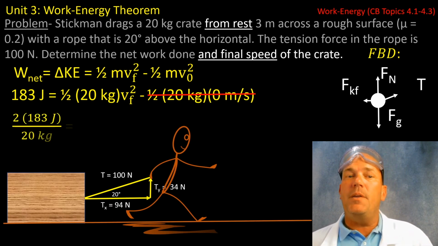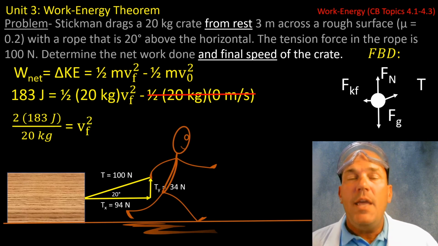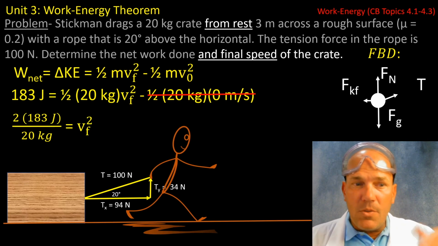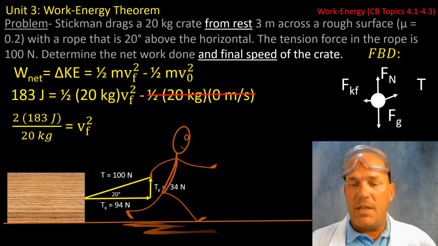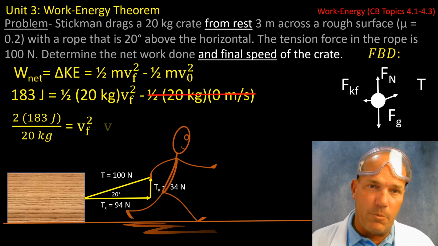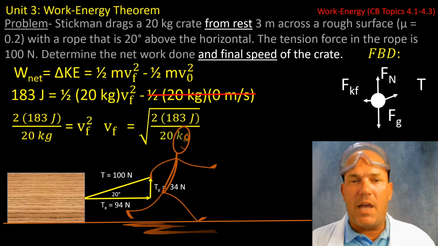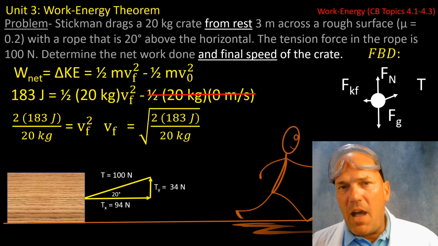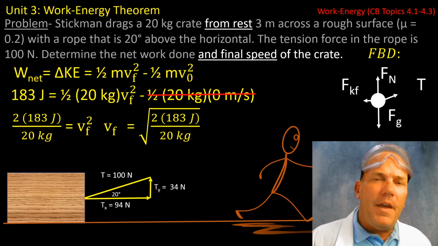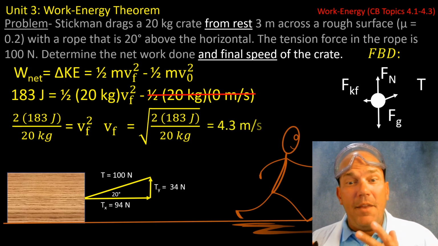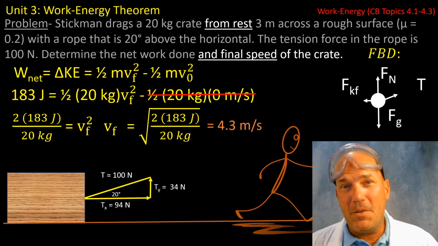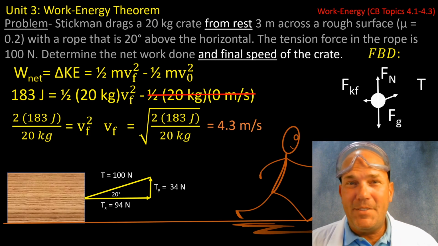Now we simply rearrange this equation, and I have multiplied both sides by 2 and divided both sides by 20 kilograms. And now we just need to take the square root, and we can solve for the velocity final of this crate and find it to be 4.3 meters per second. That is so cool.